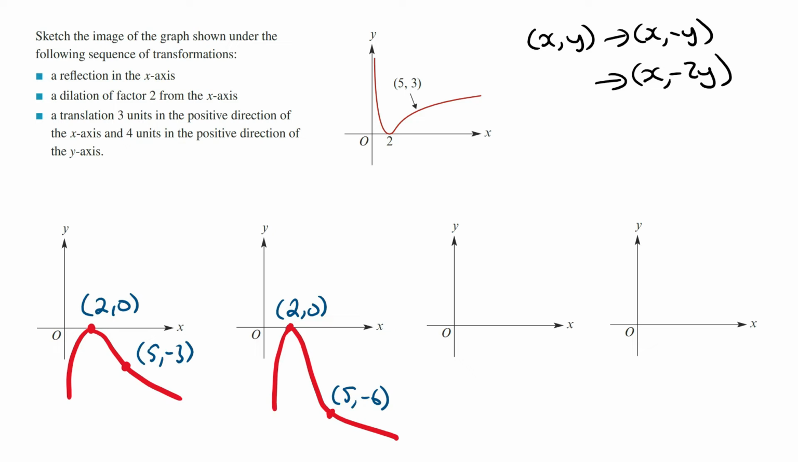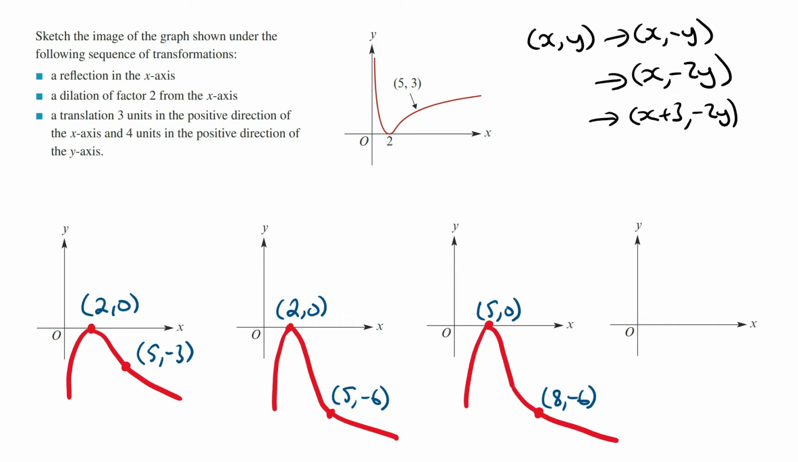Then we have a translation of 3 units in the positive direction of the x-axis. What this means is that we're going to change the x-coordinates and we're going to add 3 to it, but we're going to keep the y-coordinates the same. And again, working from the new points, moving them to the right 3 units, we're going to get the coordinates (5, 0) and (8, -6). And so the graph is going to now look something like this.